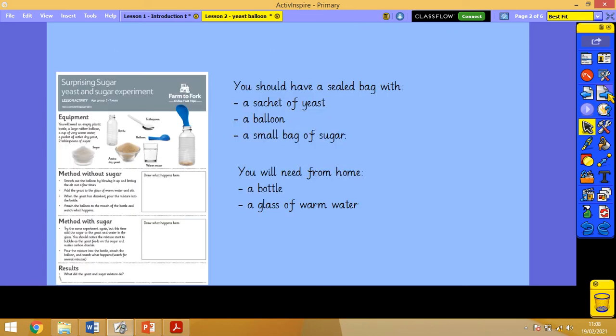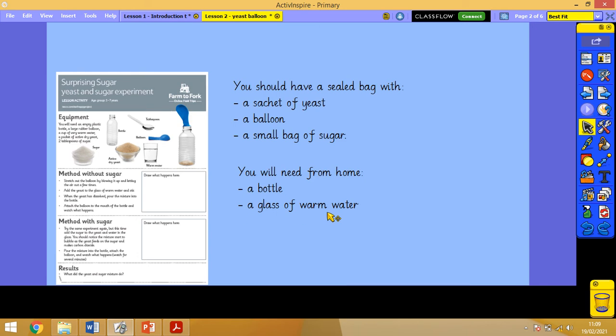Everything you'll need today is in your packs. You should have a sealed bag that has a sachet of yeast in, a balloon, and a small bag of sugar. The sugar is in a normal clear bag that says sugar on the front, and the sachet of yeast should be in a foil bag. You will also need a bottle and some warm water.